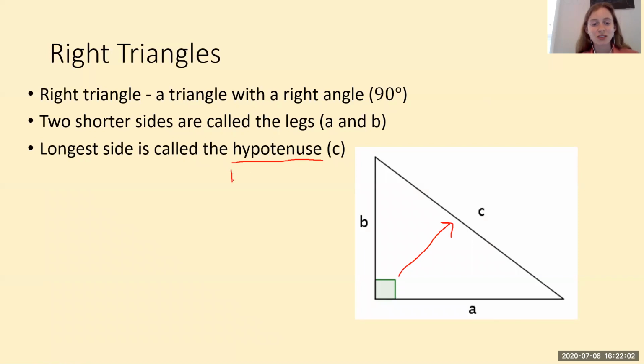You might also sometimes see it spelled with one more E, hypotenuse with an extra E in there. Pronounced the same way either way, hypotenuse. So the hypotenuse is the longest side of a right triangle. It's the side that is opposite from the right angle.